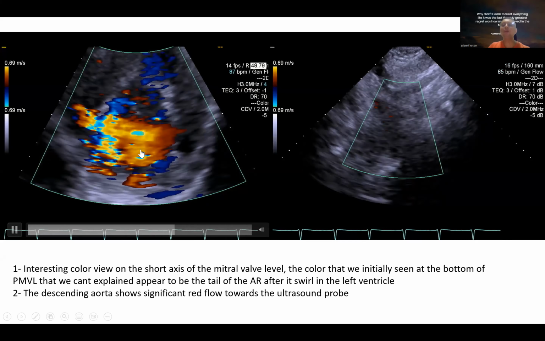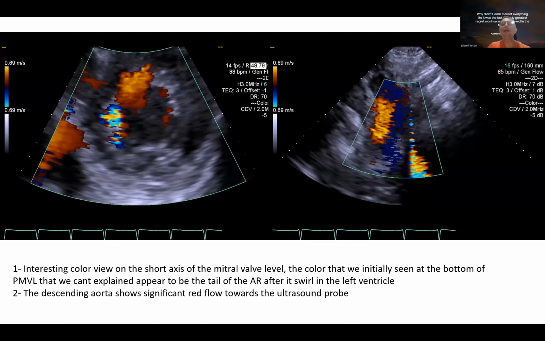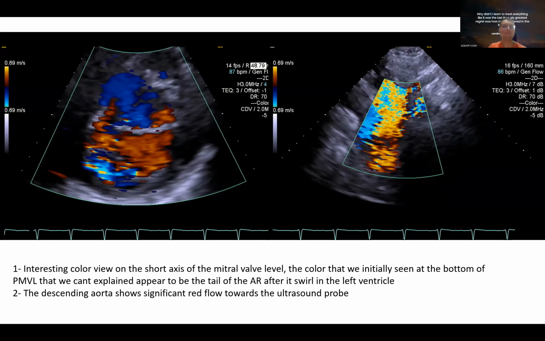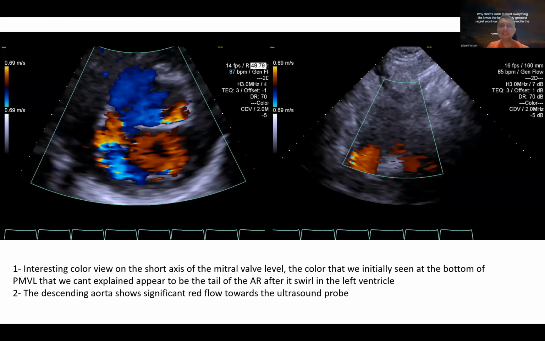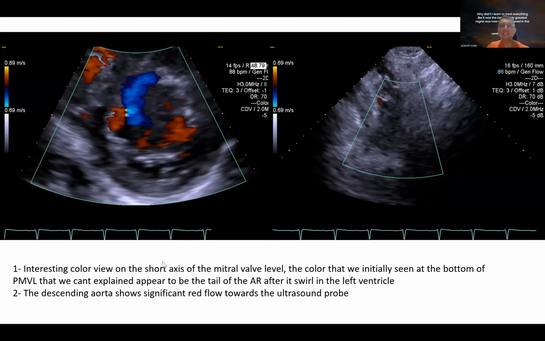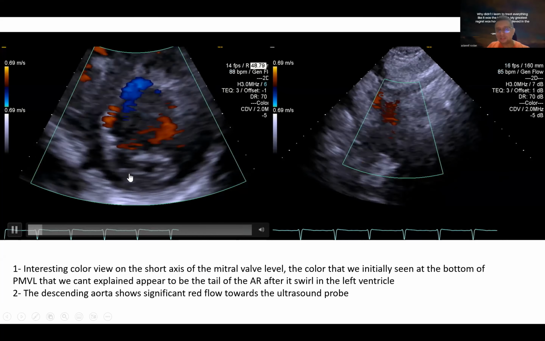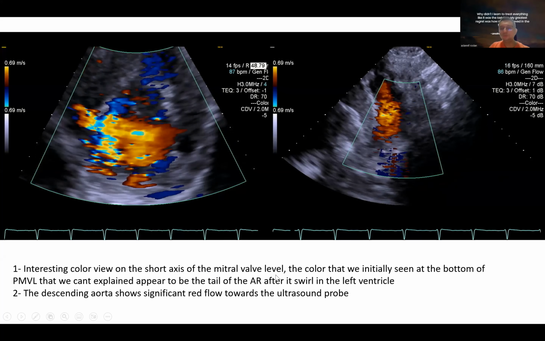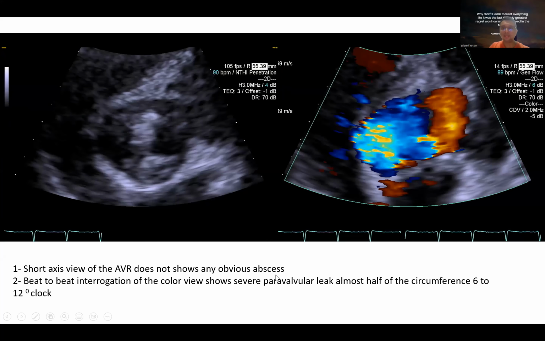But finally, we have our answer of why there is an abnormal flow below the posterior mitral valve leaflet. So the reason is the aortic regurgitation is so severe that it actually swirls below the posterior mitral valve leaflet, right? So I show you back from the beginning. So what happened?